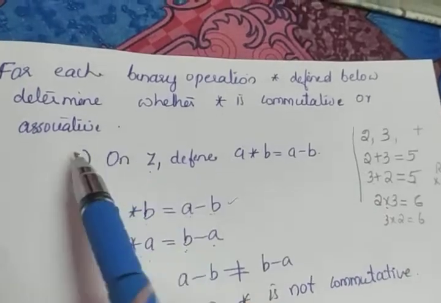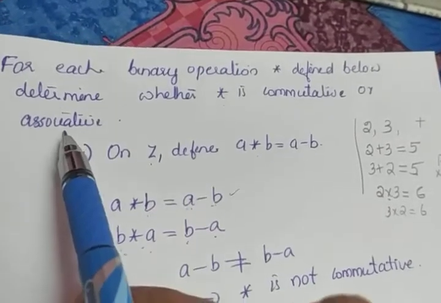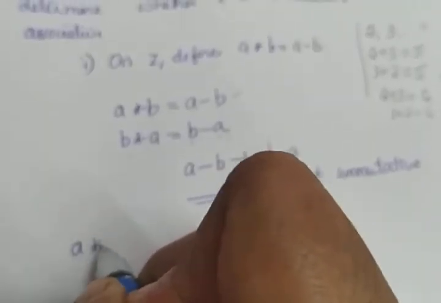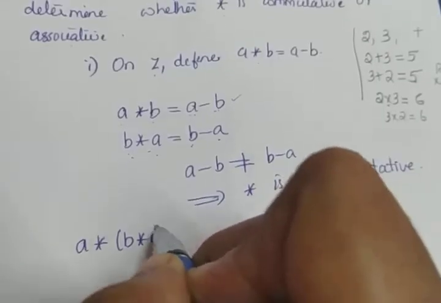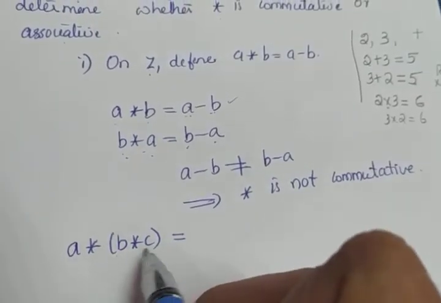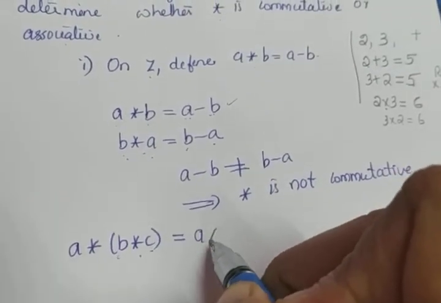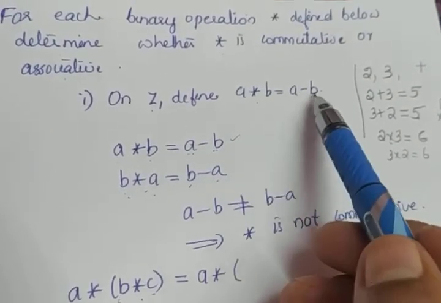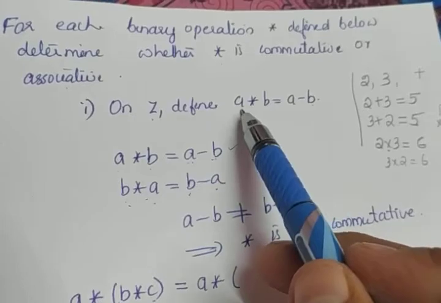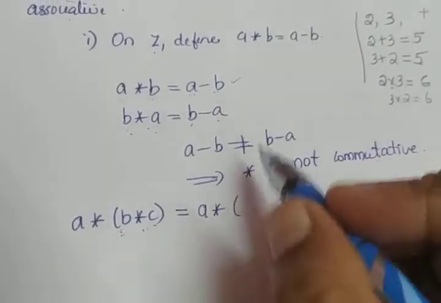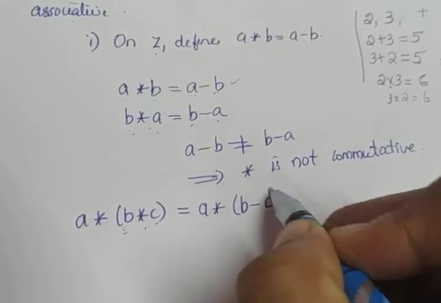Okay. Again, we have to check whether the same star is associative or not. To check associative, what we will do is, we have to find A star B star C. Which operation we have to do first? We have to do the bracketed operation. That is A star, what is B star C? By definition, A star B is A minus B. Isn't it? When we operate two elements with the star, we are getting the difference. So, here B star C will be equal to B minus C.